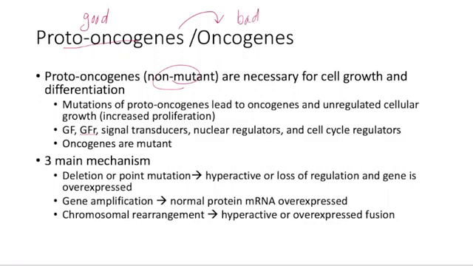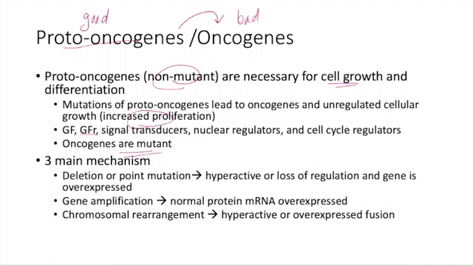So what happens if we get those mutations of the proto-oncogenes, leads to oncogenes and unregulated cellular growth. Proto-oncogenes are made for cell growth. That's their job. When they are mutated, then we get increased proliferation and unregulated cell growth. A couple of them include growth factor receptors, signal transducers, nuclear regulators, cell cycle regulators. Three main mechanisms by which we get that conversion from a proto-oncogene into an oncogene, and that is a deletion or a point mutation. And we either will have a hyperactive regulation of the gene or a loss of regulation, and the gene is overexpressed or underexpressed.